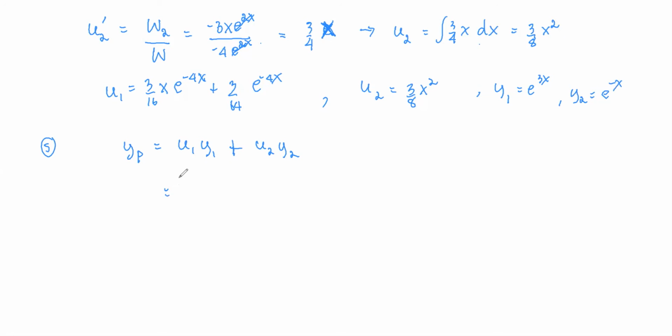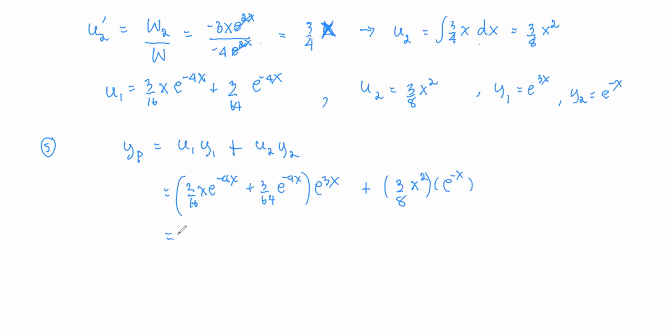u1 is kind of messy. So 3 over 16 times x e to the negative 4x plus 3 over 64 e to the negative 4x, multiplied by y1, which is e to the 3x, plus u2, 3 over 8 x squared, multiplied by y2, or e to the negative x.